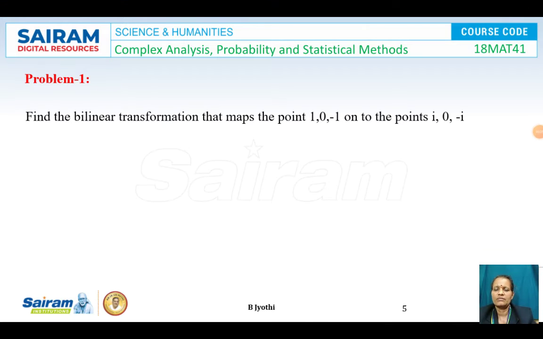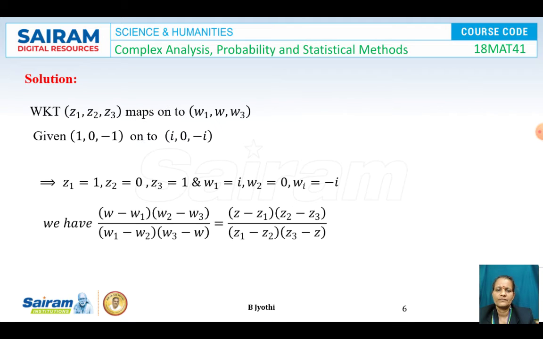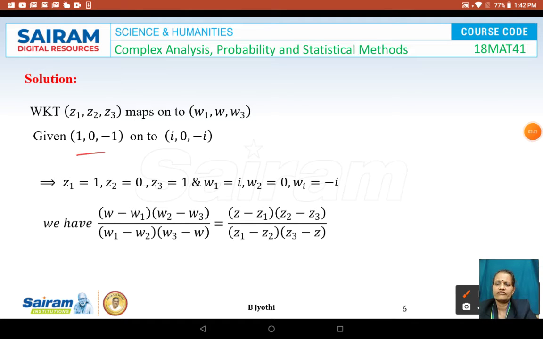Let us see the problem now. Find the bilinear transformation that maps the points 1, 0, -1 onto the points i, 0, -i. So we consider the first points as Z1, Z2, Z3 and the second set of points as W1, W2 and W3, that is i, 0 and -i. Let us name them: Z1 = 1, Z2 = 0 and Z3 = -1, and W1 = i, W2 = 0, W3 = -i.